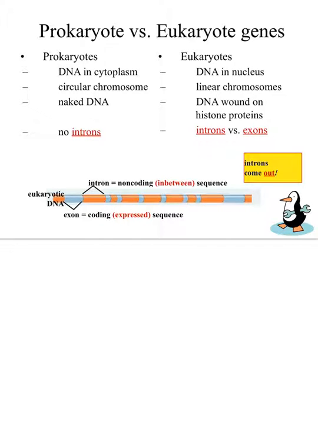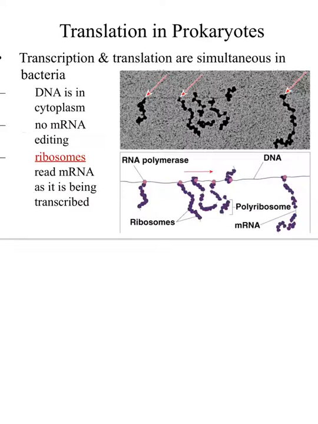And prokaryotes don't have any introns to worry about. They don't have to do any splicing. Where eukaryotes, our DNA is in a nucleus. They're linear chromosomes. The DNA is wound again on histones. It's a lot more complex. And they have introns and exons. And the introns have to come out for a eukaryote, where a prokaryote doesn't have to do that. So for prokaryotes, there is no mRNA editing. The ribosomes will just read the mRNA as it's being transcribed.